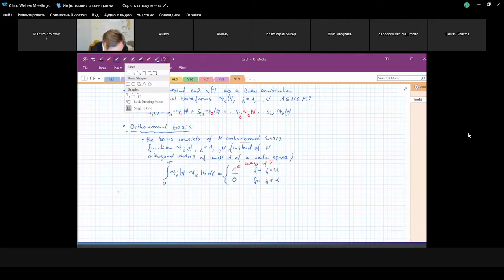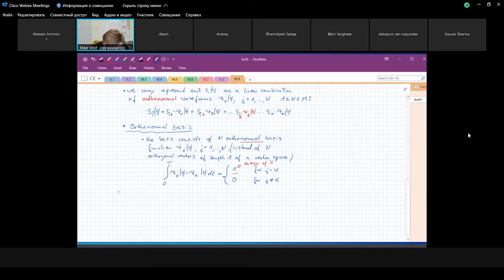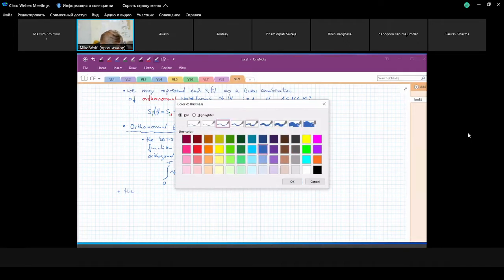Again, a different computer. Insert, draw. Yeah, that's good. The coefficients. No, that's too small. Draw. This. So, okay. Hope this works.